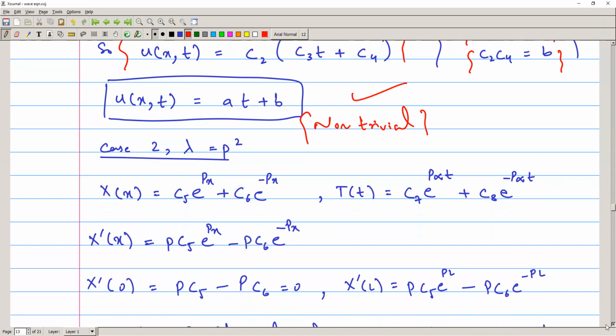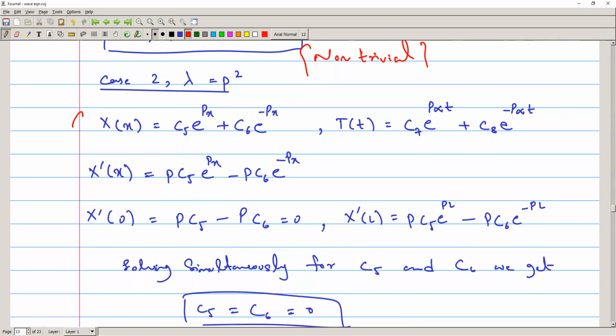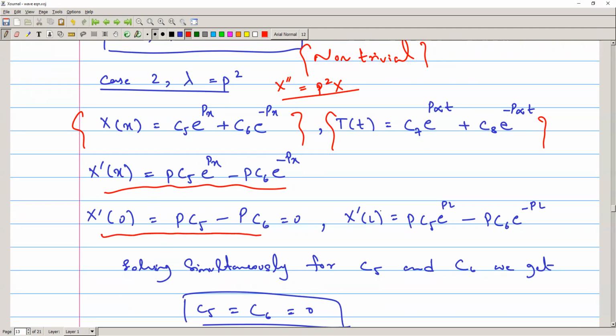And now we are going to check case 2. So for case 2, again, we are going to differentiate the function for applying the boundary conditions on x. The equation for x double prime will be equal to p squared x. And by using the auxiliary equation, we can generate the solution for x of x. So here we are going to find the derivative to apply the conditions. And now we will apply the conditions here, right?